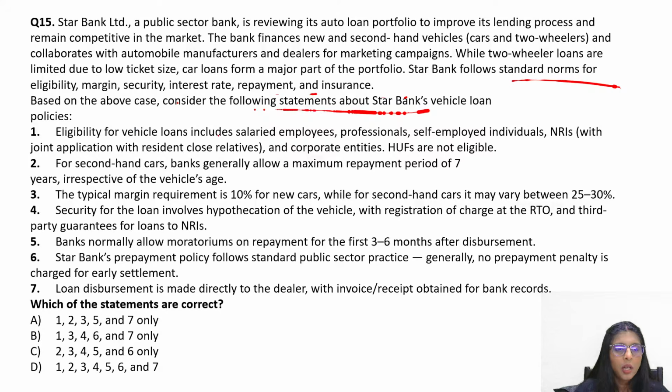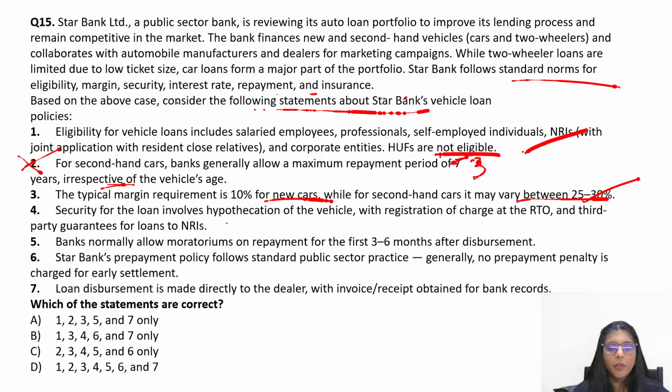Eligibility for vehicle loan includes salaried employees, professionals, self-employed individuals, NRIs, joint applications with a resident close relative, and corporate entities. HUFs are not eligible. Correct. For second-hand cars, banks generally allow a maximum repayment period of 7 years, irrespective of vehicle age. It's generally 3 years, not 7 years, or it depends on the vehicle age. So it's incorrect. The typical margin requirement is 10% for a new car, while for second-hand cars it may vary between 25 to 30%. It's correct.